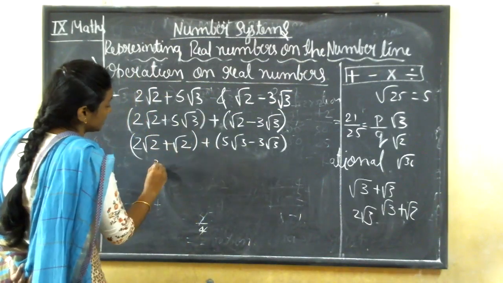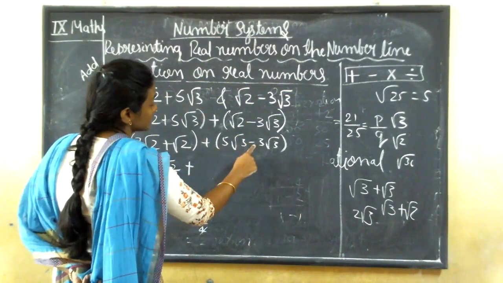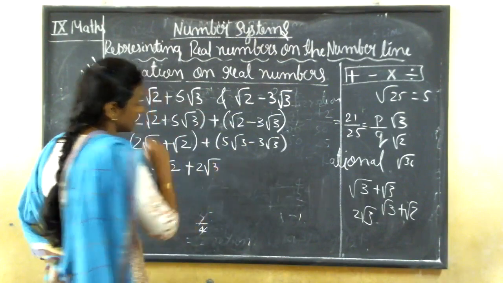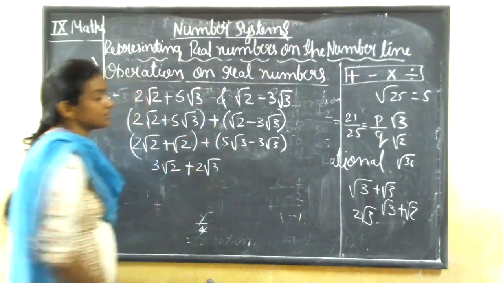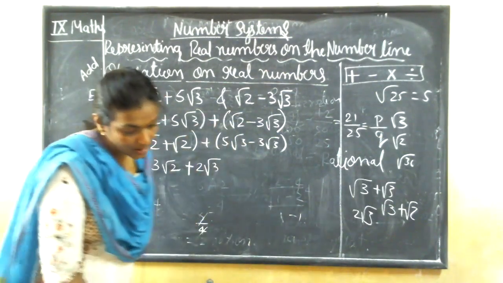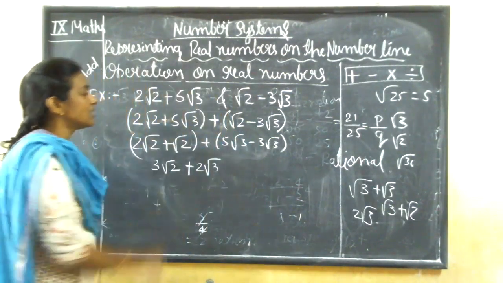So what do we get here? 3 root 2 plus, here a minus sign is there, so you are going to subtract them. It is 2 root 3, isn't it? 2 root 3. So what we'll get here is 3 root 2 plus 2 root 3. This is your answer here.